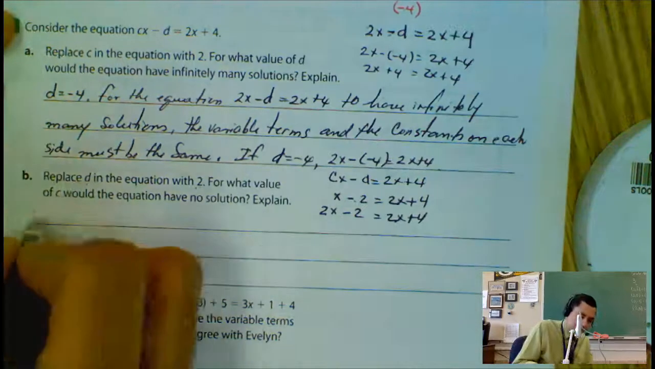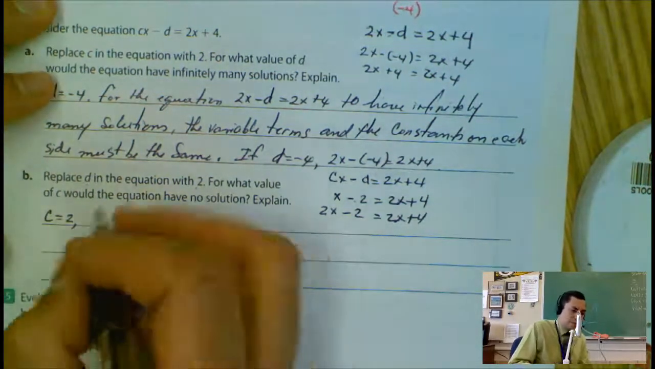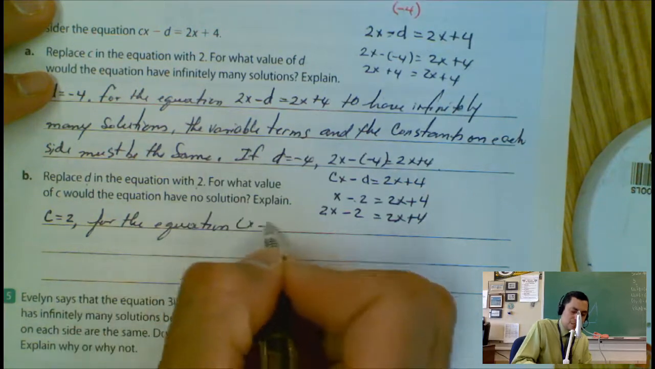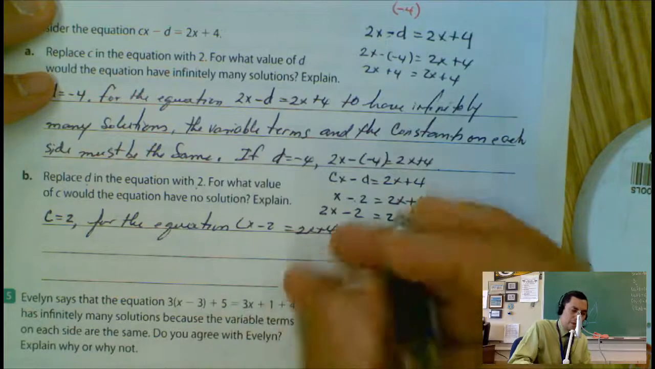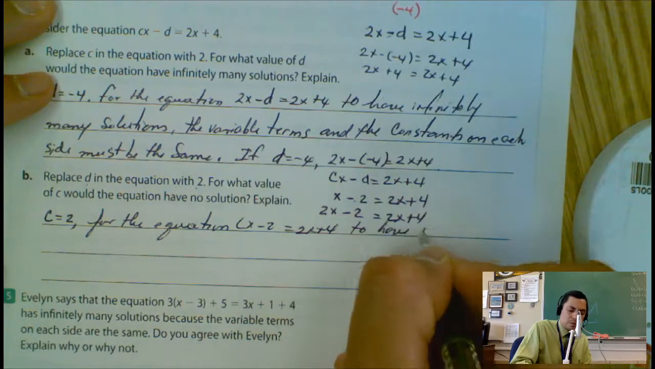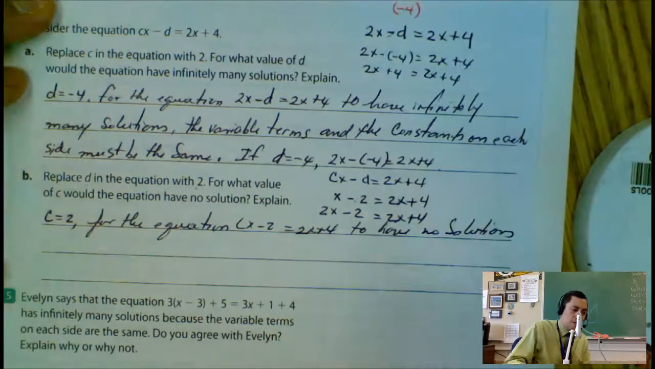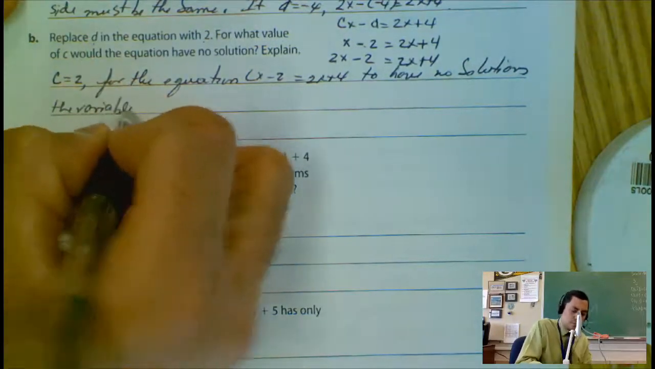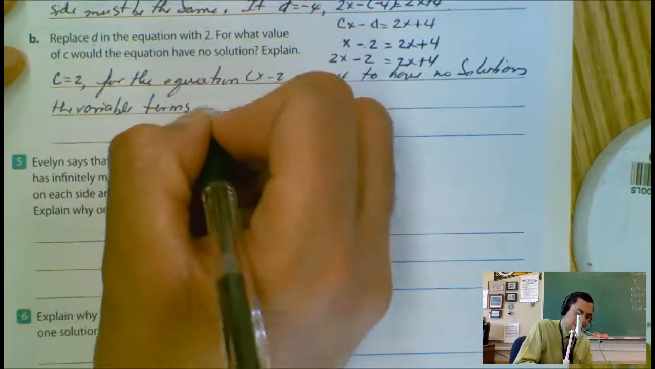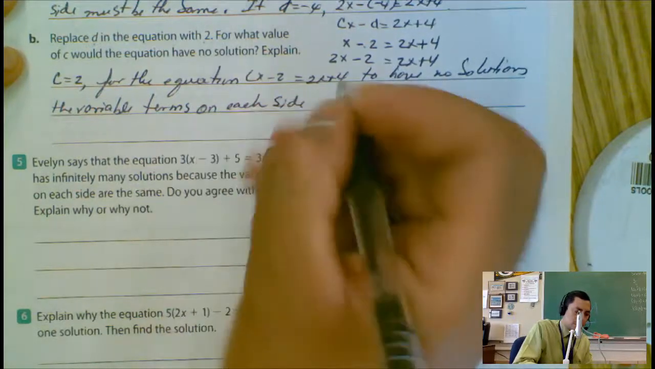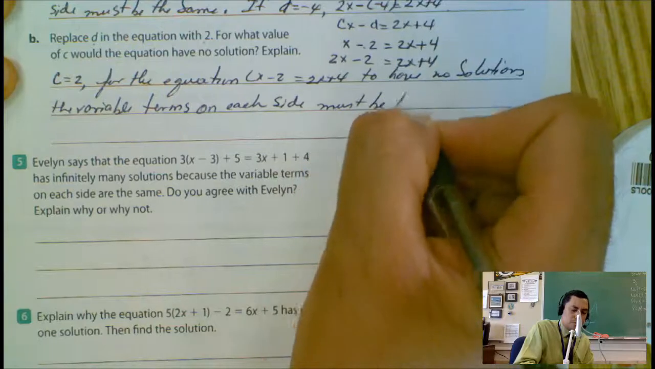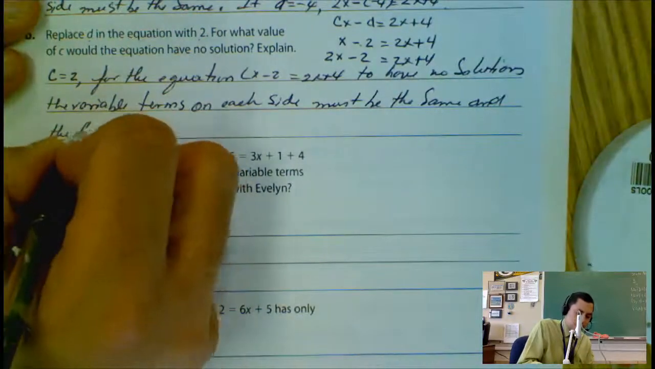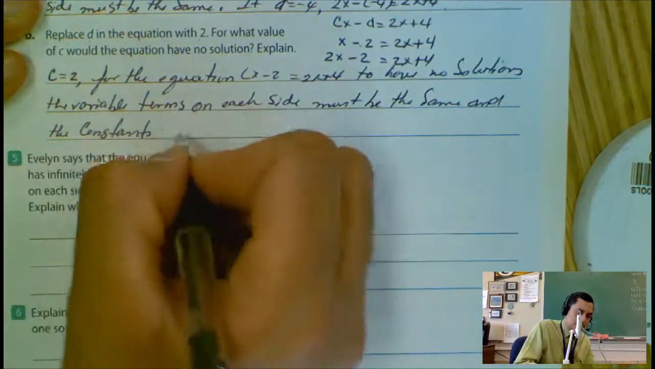So in this case, I'm going to say c equals 2, and I'm going to say for the equation cx minus 2 equals 2x plus 4 to have no solutions, the variable terms on each side must be the same and the constants must be different.